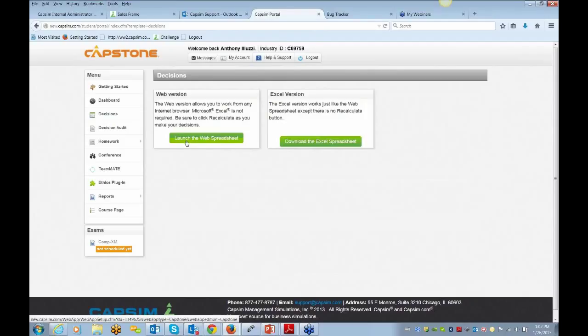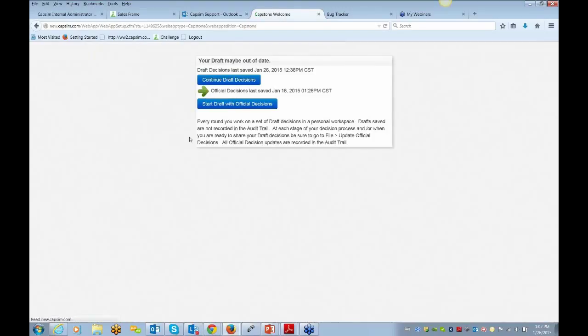Notice that there are two versions here. You can open up the web version or the Excel version. Sometimes your instructor might have a preference. Typically here, I think the consensus is that we use the web-based version because there's no downloading involved, and you can jump right into the spreadsheet. So we'll go ahead and click Launch the Web Spreadsheet.